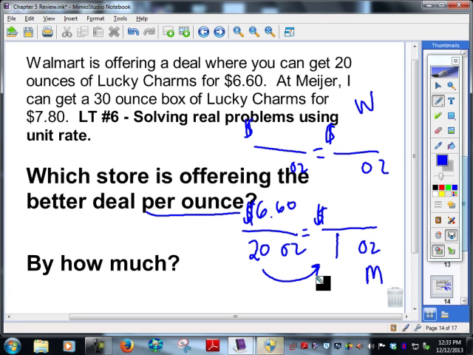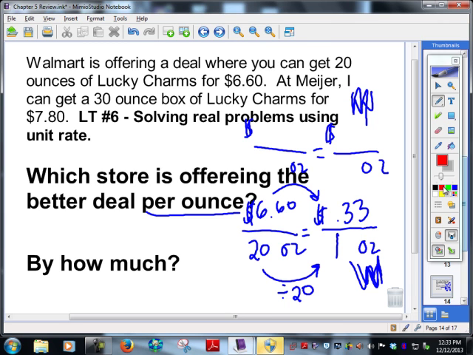It's just unit rate. Most of you are aware that any number divided by itself is always going to result in 1. 20 divided by 20 is going to be 1. So if you're dividing the amount of ounces by 20, doesn't it make sense that we have to divide the amount of money by 20 as well? Does anybody know what this is? 33 cents? Yeah. That's supposed to be Walmart. Oh, whoops. My bad. That's Walmart. Sorry. So that's Meijer. This is Walmart. So this is 33 cents.